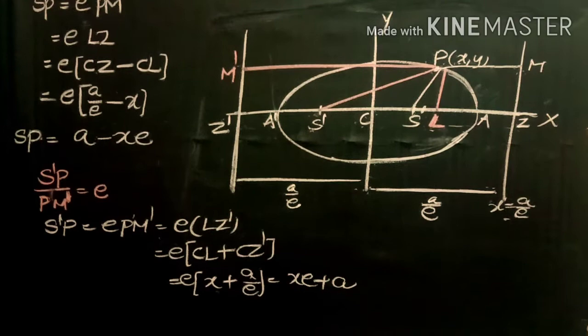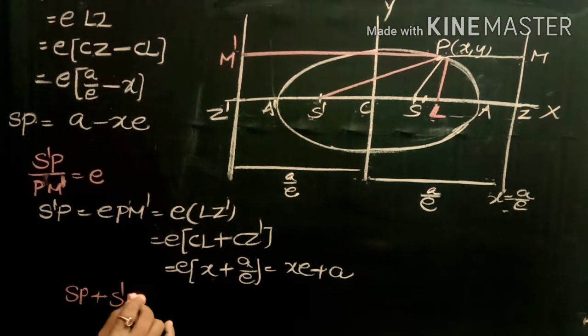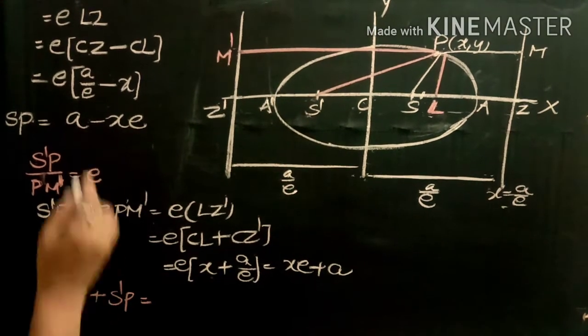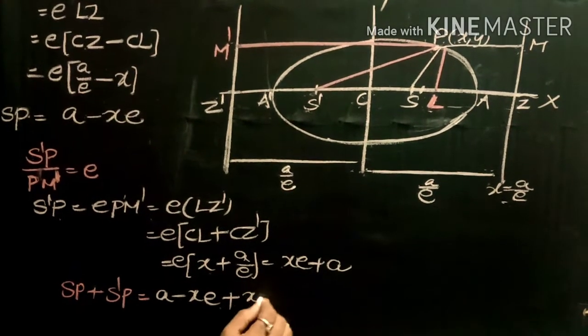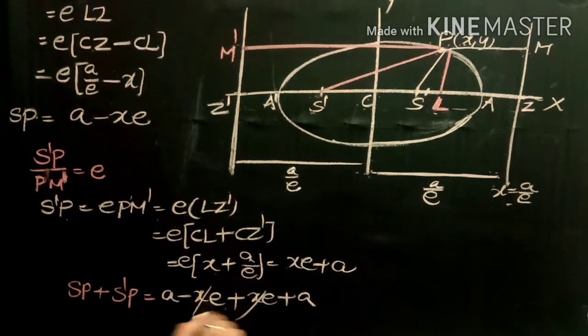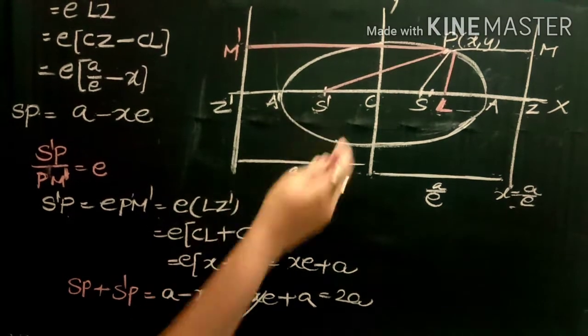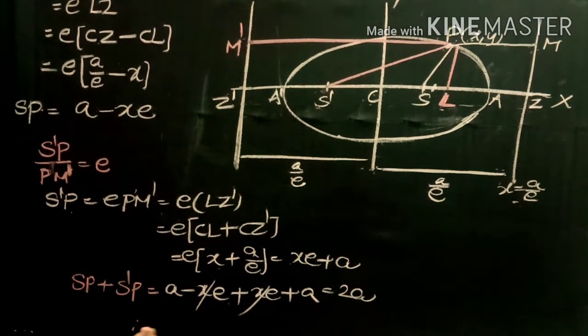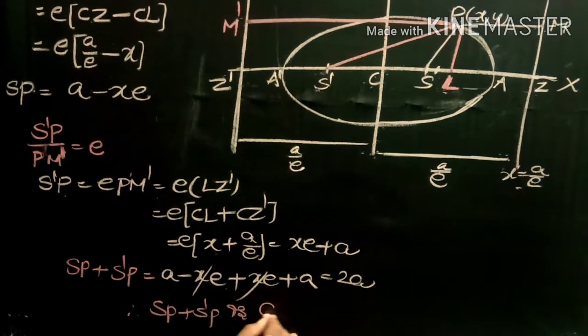Now we want the value of SP plus S dash P. Therefore SP plus S dash P is equals to, what is SP value? a minus xe, plus S dash P value xe plus a, and this is equals to 2a, which is constant. What is 2a? 2a is nothing but the length of the major axis, that is constant. Therefore SP plus S dash P is constant.